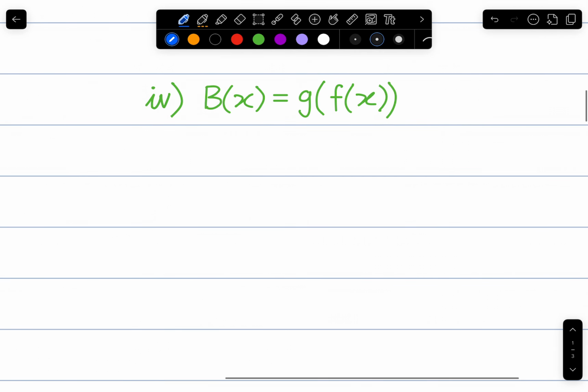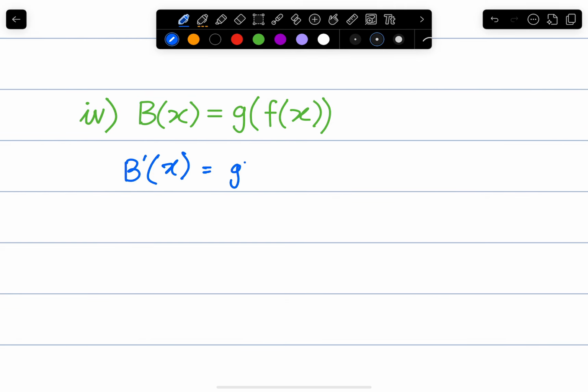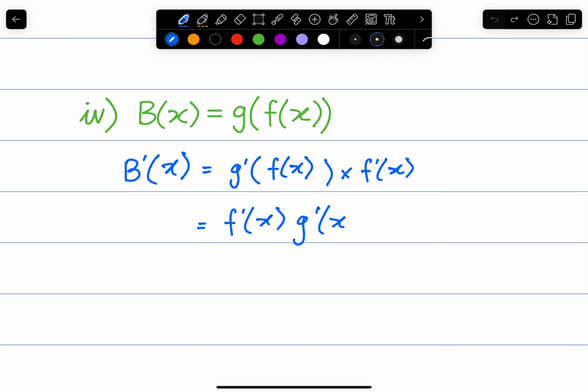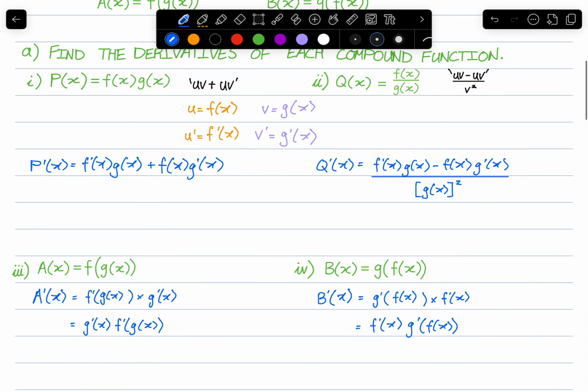Same thing can happen if we change the composition. So this is g of f of x. So b prime of x is the derivative of the outside function, g prime of, in this case, f of x remains the same, and we multiply by the derivative of the inside function, f prime of x. So this simplified in expression is as follows. Oops, sorry. f prime of x times g prime of f of x. And there we have the derivatives of these generic expressions.